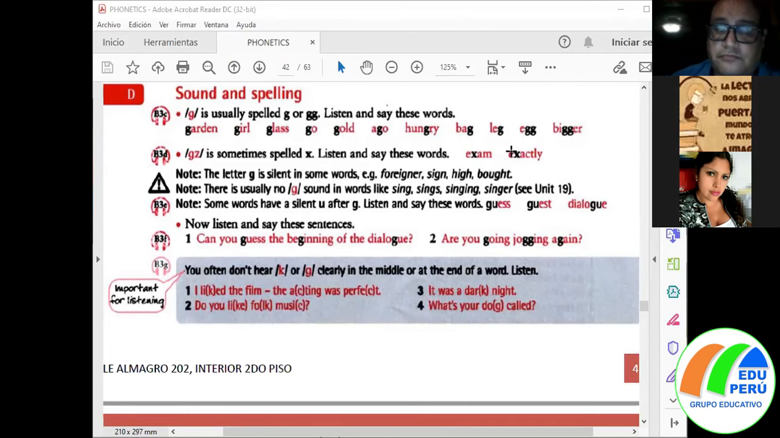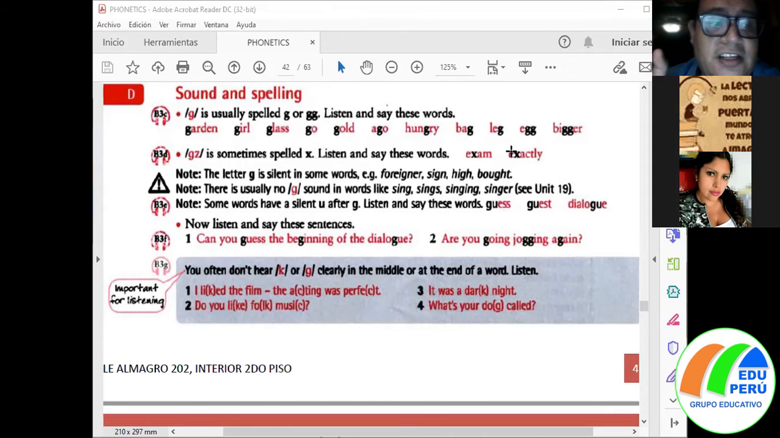I'm going to say these sentences first slowly, then in a connected way. So, one. I liked the film. The acting was perfect. Notice, with all the sounds pronounced. I didn't take out any sounds. I liked the film. The acting was perfect. Now, in a connected way, listen. I liked a film. The acting was perfect.